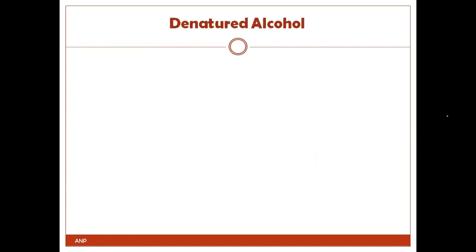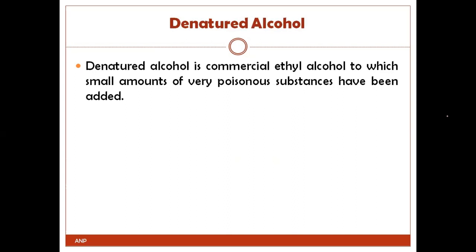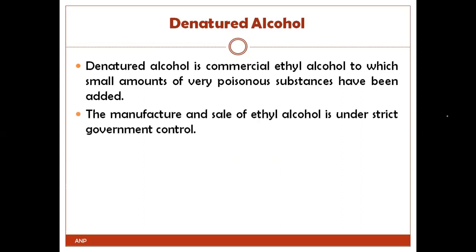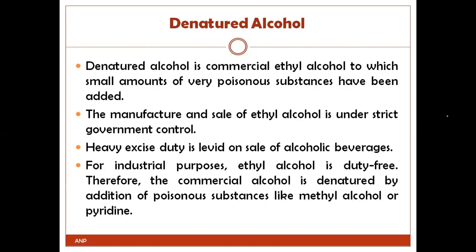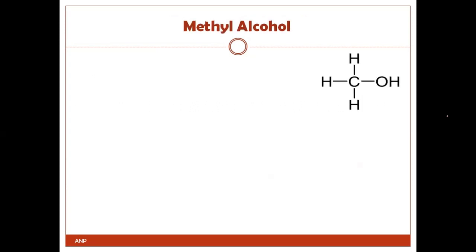Then denatured alcohol. Denatured alcohol is commercial ethyl alcohol to which small amounts of very poisonous substances have been added. The manufacture and sale of ethyl alcohol is under strict government control. Heavy excise duty is levied on the sale of alcoholic beverages. For industrial purposes, ethyl alcohol is duty-free and therefore the commercial alcohol is denatured by the addition of poisonous substances like methyl alcohol or pyridine.